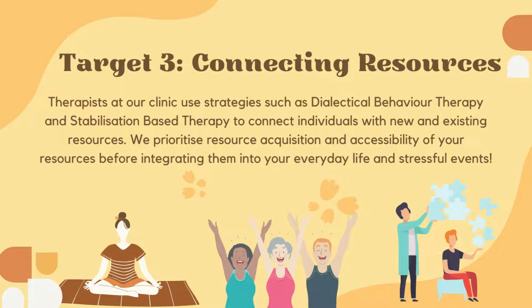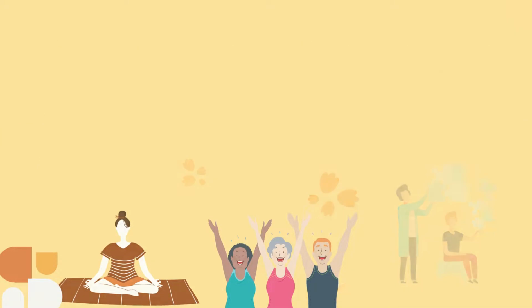The third priority is to help individuals connect with their individual resources. So at the Australian DBT Institute, we use Stabilisation Based Therapy and DBT to connect individuals with new and existing resources. So we sort of prioritise the acquisition and accessibility of these resources before we get you to use them in stressful everyday life events. So it's better to learn how to draw first before you enter an art prize.